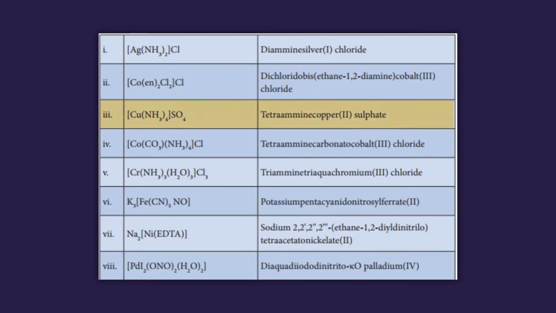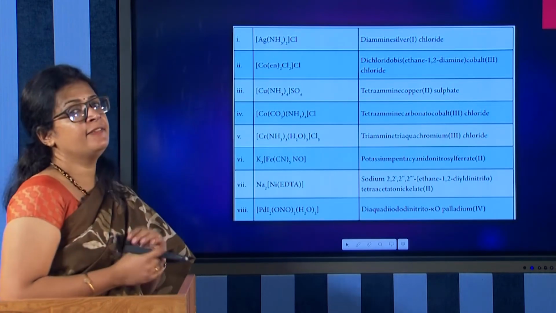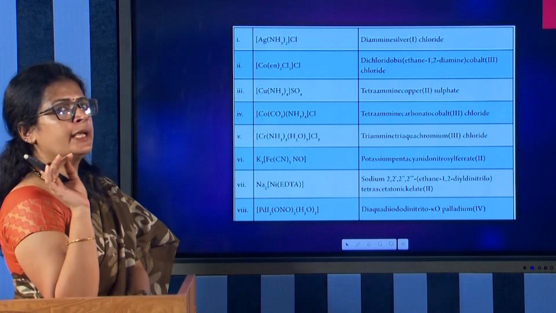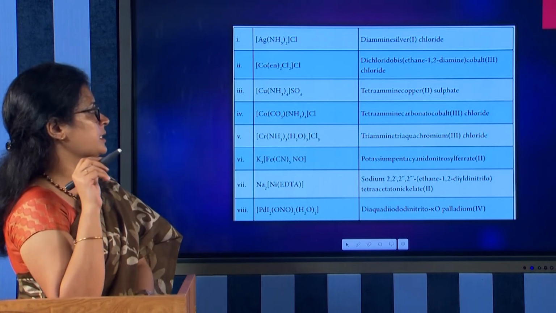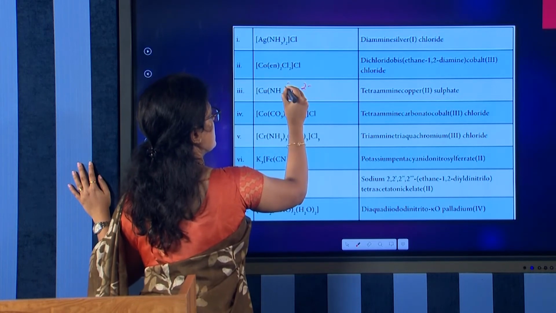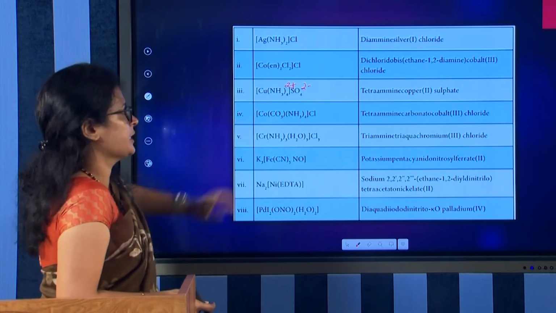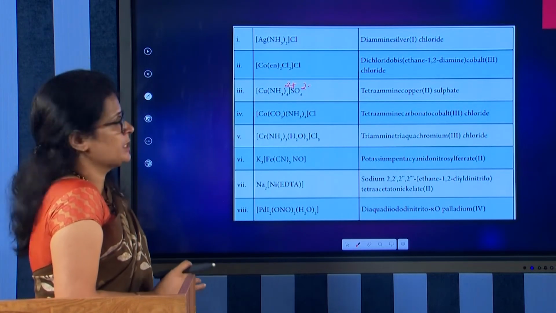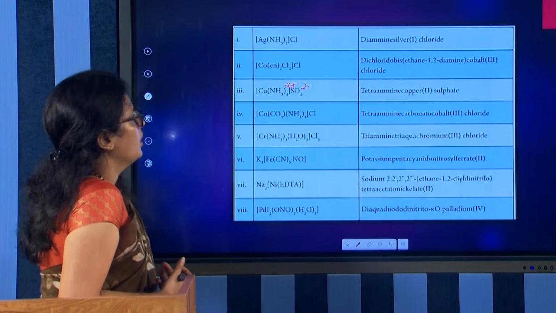And now the third example is [Cu(NH3)4]SO4. The central metal atom is copper, and the cationic part is the complex ion part, because sulfate is outside the coordination sphere. The sulfato or sulfate ligand SO4 has a 2 minus charge. So it is 2 plus here, 2 minus there. Then name the cationic part, that is the coordination sphere part. First, how many ammine ligands? It is 4. So tetraamminecopper.